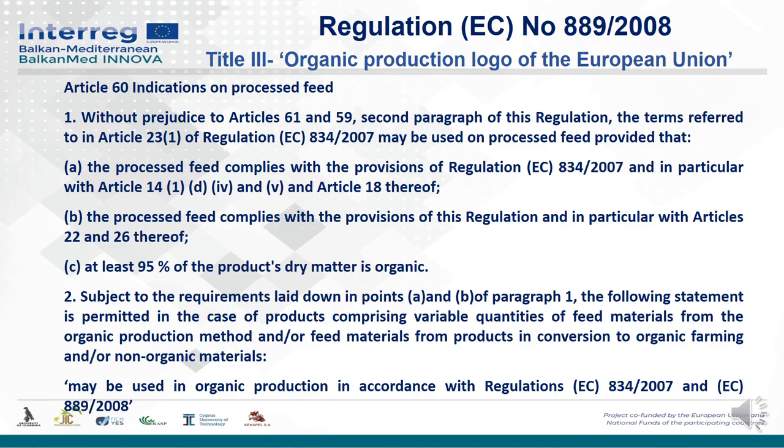2. Subject to the requirements laid down in points A and B of paragraph 1, the following statement is permitted in the case of products comprising variable quantities of feed materials from the organic production method and/or feed materials from products in conversion to organic farming and/or non-organic materials. So in this case, it can be stated on the label that it may be used in organic production in accordance with Regulation 834 of 2007 and 889 of 2008.